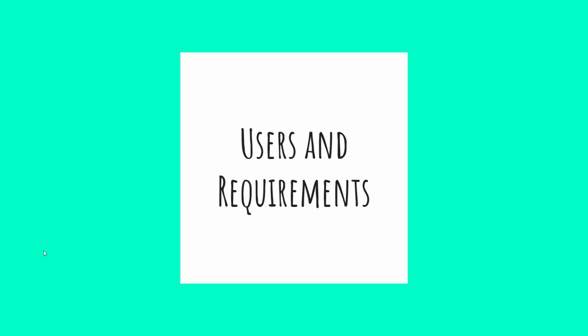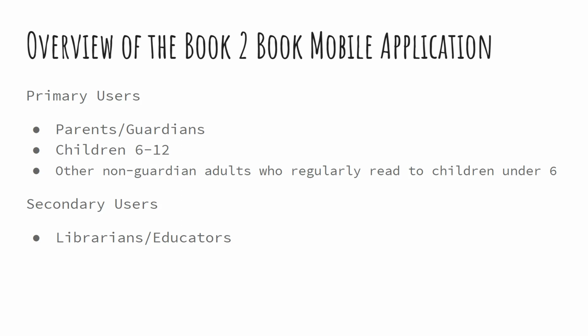So up first is discussing who the users are and what my initial requirements were for the interface. I identified my primary users as parents and guardians of children between the ages of birth to 12 years old, children between the ages of 6 to 12 themselves, and other non-guardian adults who read to children. Secondary users are librarians and educators.